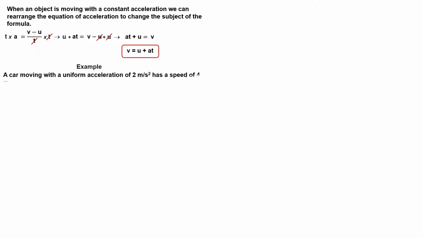Rearranging the equation, we get this formula. Final speed is initial speed plus acceleration times total time. Let's see how it works. Example. A car moving with a uniform acceleration of 2 meters per second squared has a speed of 4 meters per second at a certain time. What will its speed be 6 seconds later? Uniform is the same as constant.